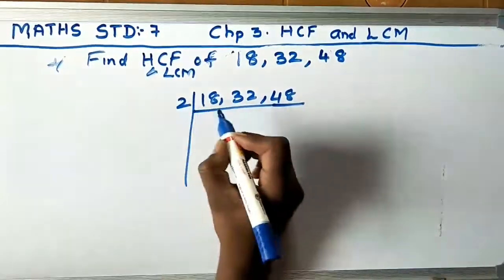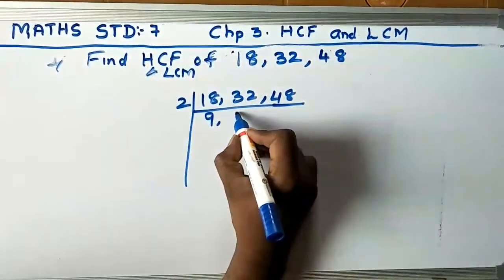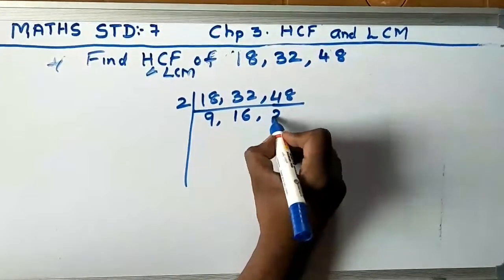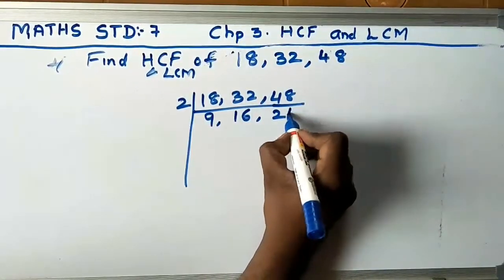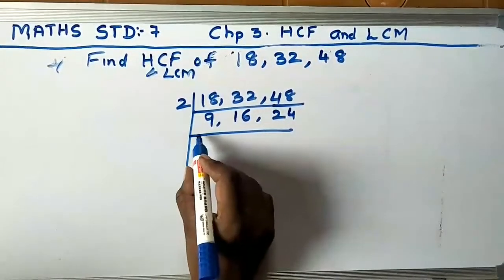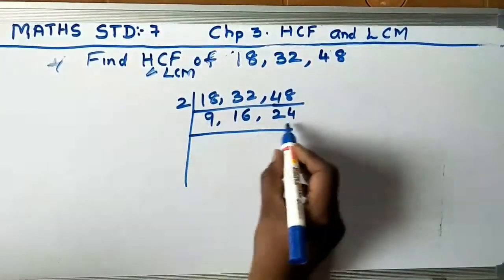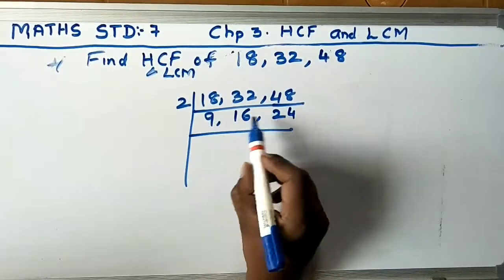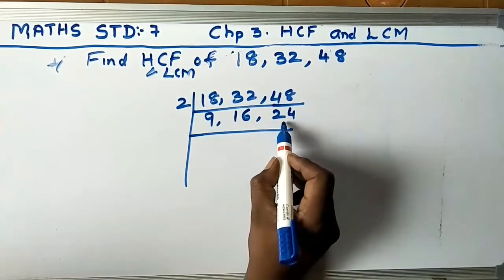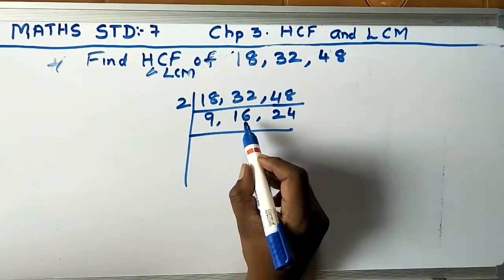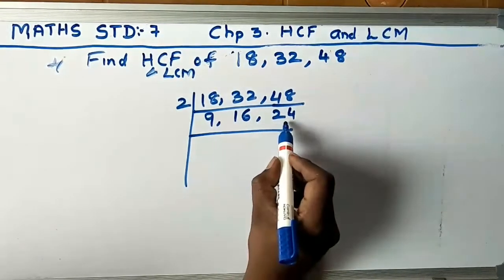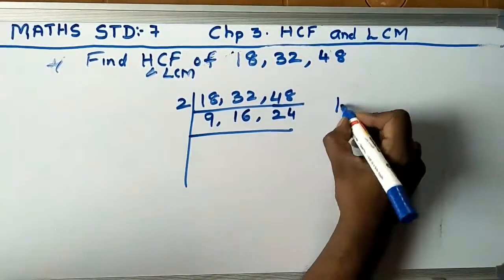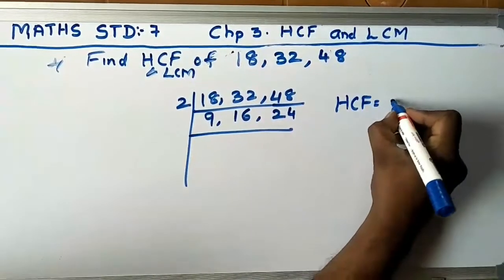Commonly it goes in the 2 table. 9 2s are 18, 2 ones are 2, 1 carry, 6. 2 2s are 4, and 8 goes 4 times. Again, there is no common number here in all the 3, because 9 goes in the 3 table, 24 goes in the 3 table, but 16 doesn't go in the 3 table. 16 and 24 go in the 2 table, but 9 doesn't go in the 2 table. So you got your HCF. Your HCF is only 2.